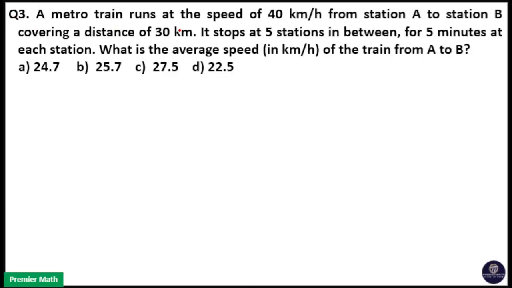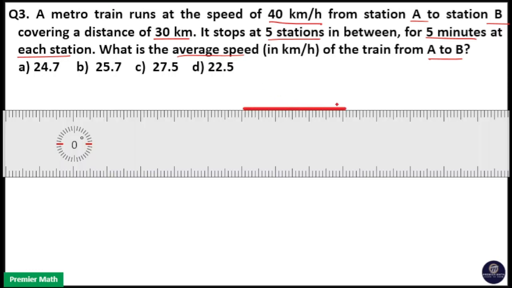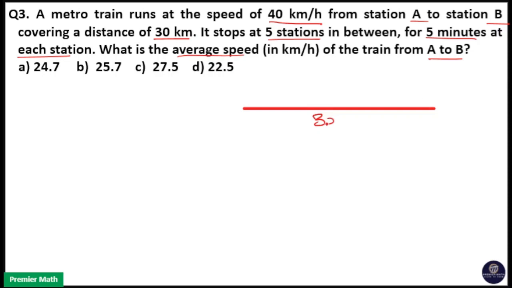Next is question number 3. A metro train runs at a speed of 40 km per hour from station A to station B, covering a distance of 30 km. It stops at 5 stations in between for 5 minutes at each station. What is the average speed of the train from A to B? Here, a train travels 30 kilometer distance at a speed of 40 kilometer per hour, and this train stops at 5 stations while traveling this 30 kilometer, and train takes 5 minutes stoppage time at each station.